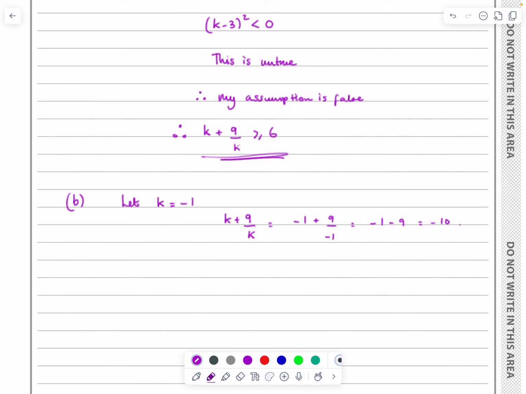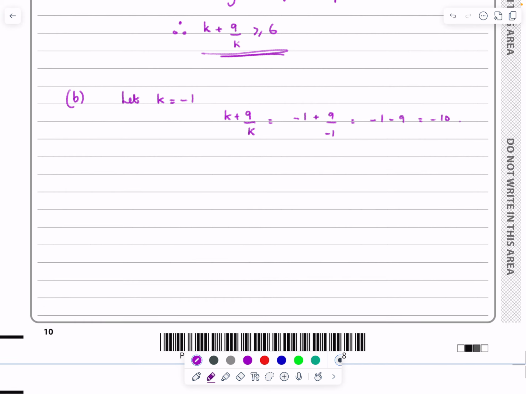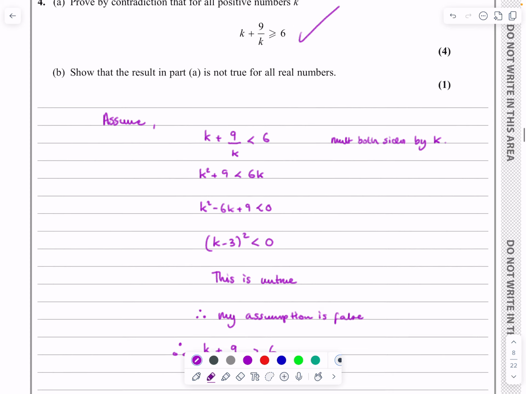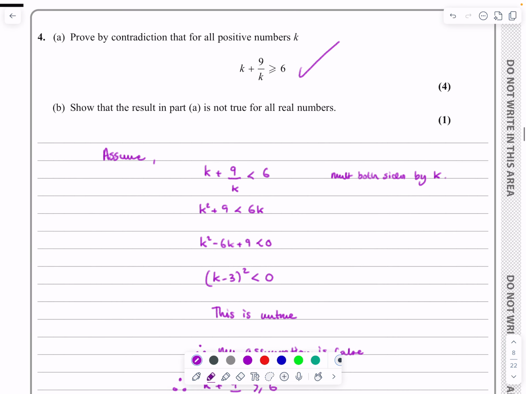I've done the thing that I always tell my students not to do, write it all on one line there. But if it's minus 10, what do I want it to be? Greater than or equal to 6. Minus 10 is not greater than or equal to 6. Therefore, not true for all real numbers. It's not true for negatives, basically, I think. It's only worth 1 mark for that part, so you don't need to spend ages and ages on it. Okay, so hopefully that will make sense to you.